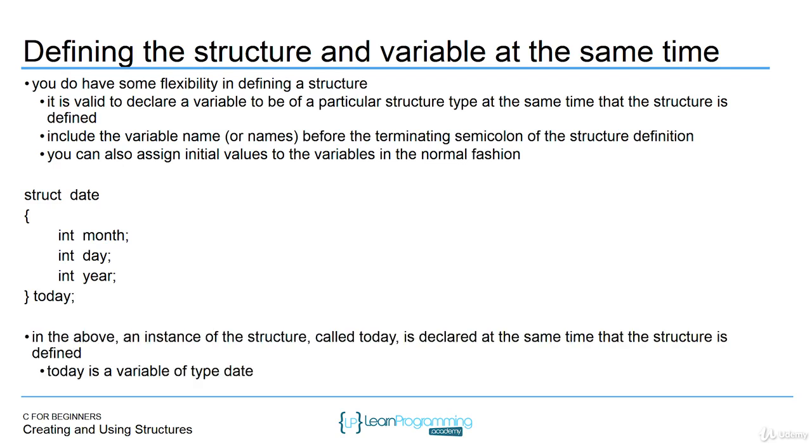Very nice. So in this above instance, you're creating a variable of the structure. We refer to that also as an instance of the structure. It's called today. It's declared at the same time that the structure is defined. So today is a variable of type date. We did it all in one. And right after the today, you could actually initialize those variables by using the brackets and then saying month equals 5, day equals so forth, just like you initialize any other integers.